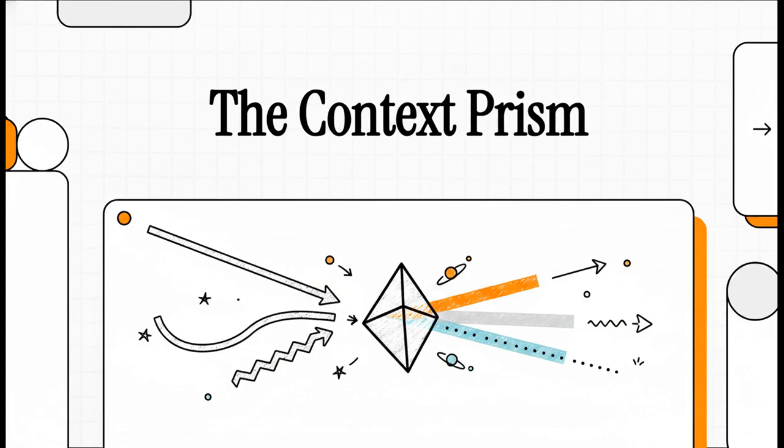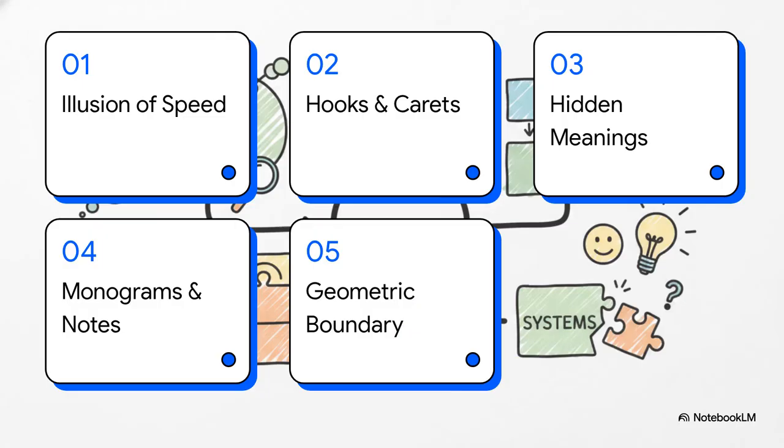Let's jump in. Okay, so here's our roadmap for today. We'll start with the illusion of negative speed, then move to hooks, wedges, and carets. After that, standard letters and their hidden meanings, followed by monograms, sigils, and notes. And finally, we'll wrap up with the final geometric boundary.